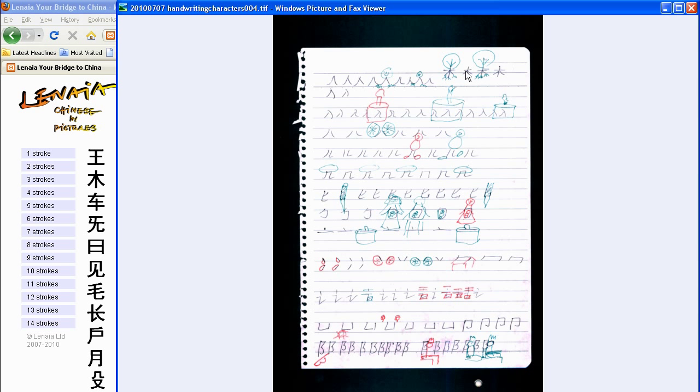Here you see the radical 1, 2, 3, 4, and here the picture has been added with another color. By writing the radical you learn how to write Chinese, and by adding the lines of the picture you memorize the meaning.